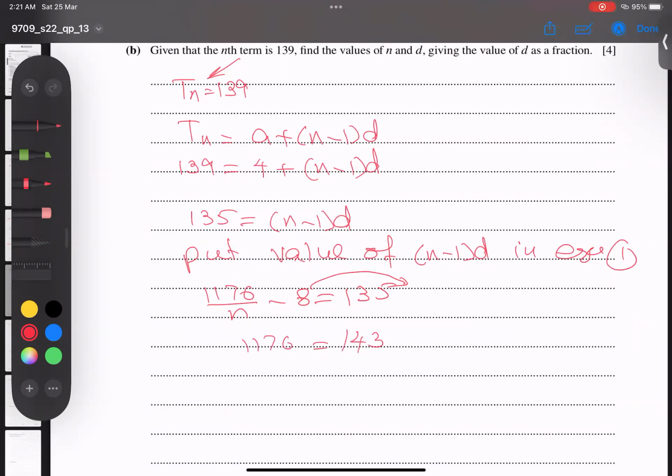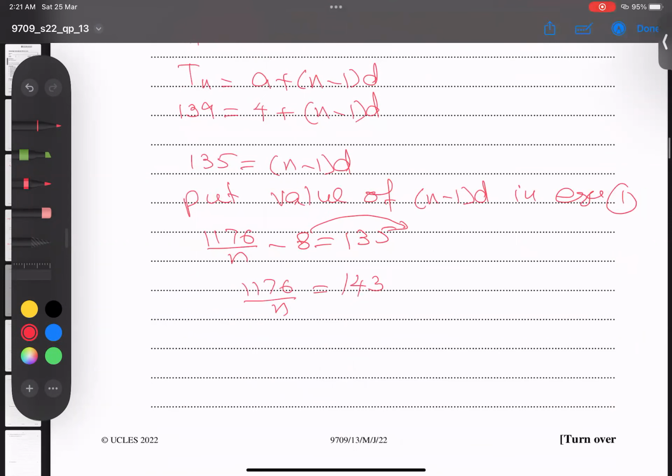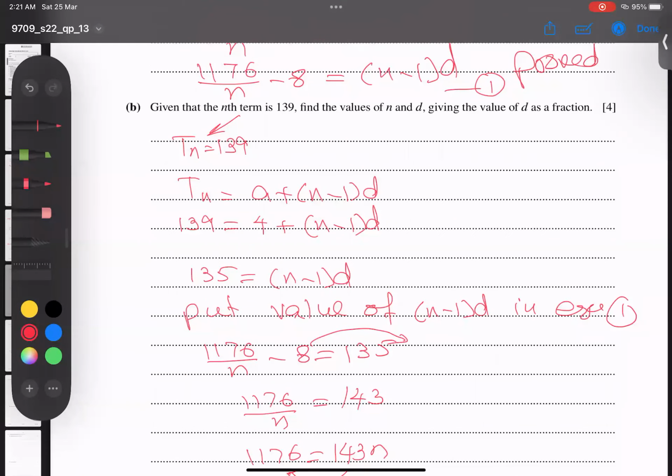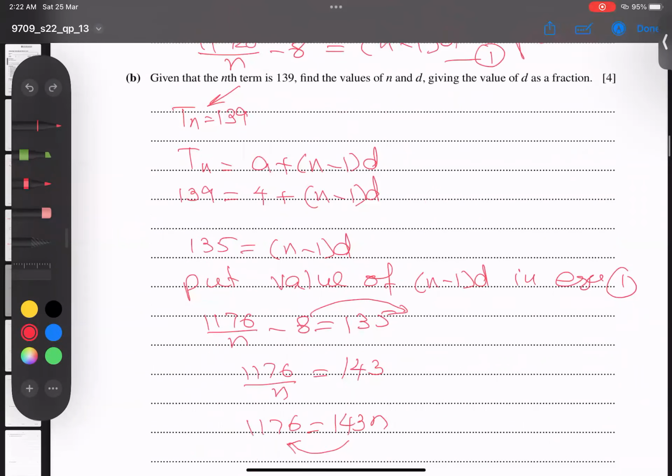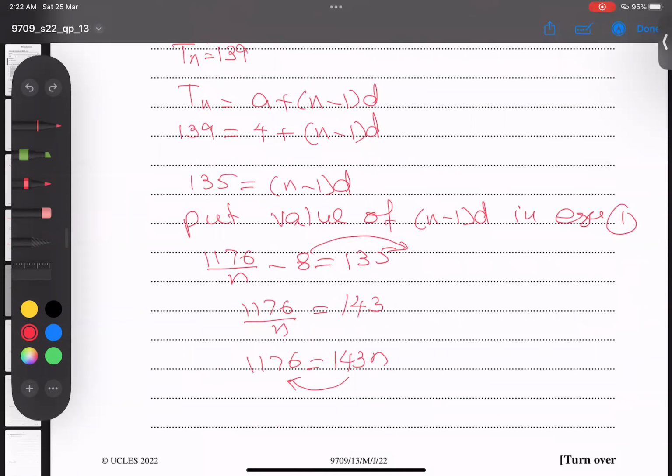So 1176 by n, cross multiplied, gives 1176 and 143 times n. Now this will divide. So 1176 divided by 143. I think I made one mistake. It is 11726. Yeah, the mistake is here. This is my mistake here, students. So same story, 11726.